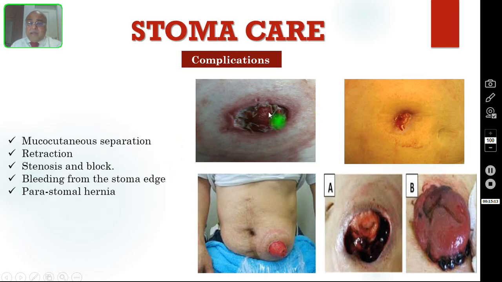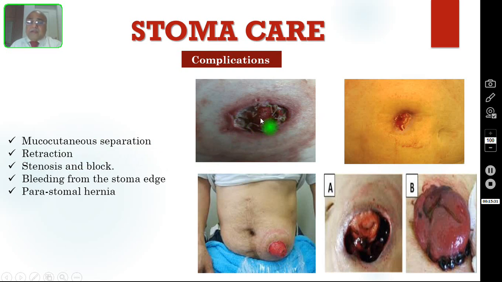This is the mucosa, or the intestine, separated from the skin. So it is not joined together. There is a gap in between the skin and the mucosa. This is what is called mucocutaneous separation.